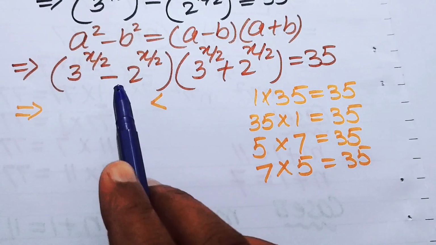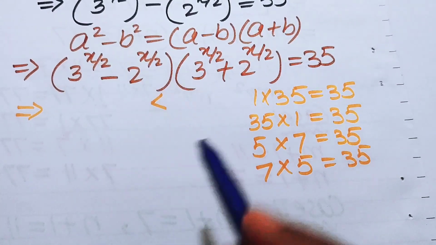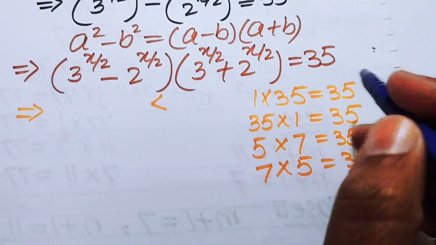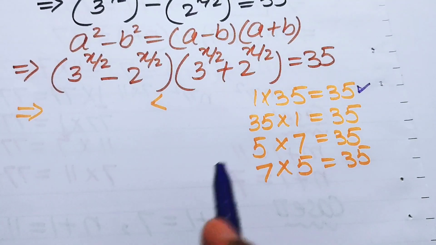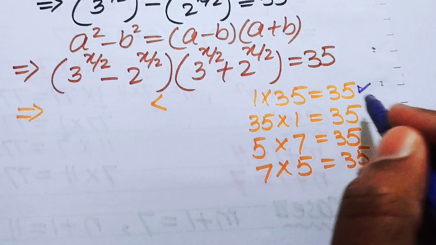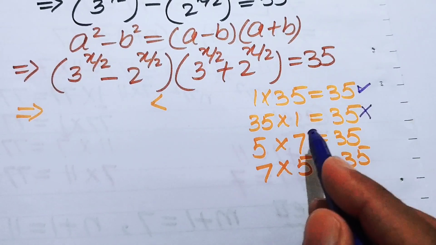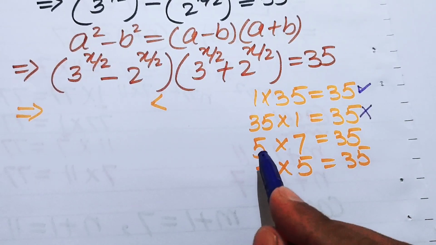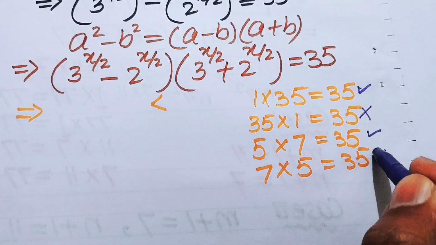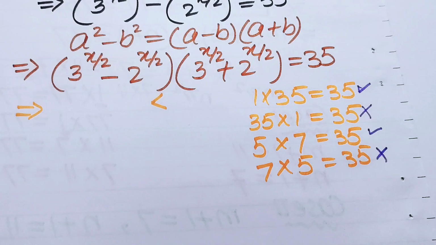If you see that the first factor is less than the second factor, here 1 is less than 35, so this possibility is accepted. And here 35 is greater than 1, so it is not satisfied, so we reject this. And in this case you have 5 is less than 7, so we accept this, and 7 is greater than 5, so we reject this. So now we move towards the solution by choosing these two possibilities.